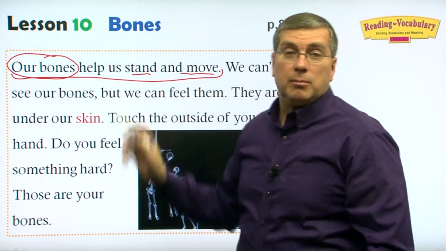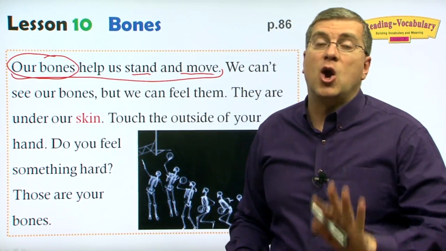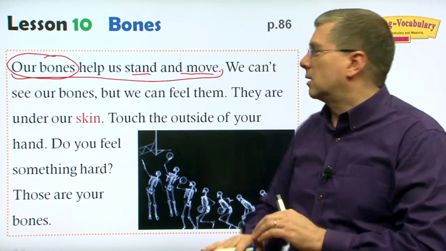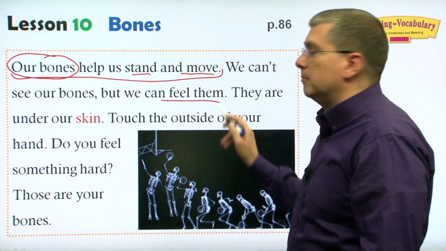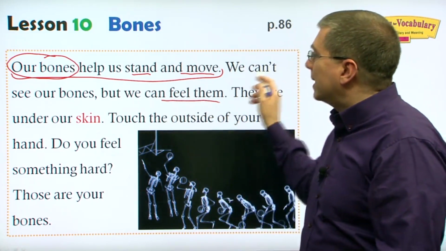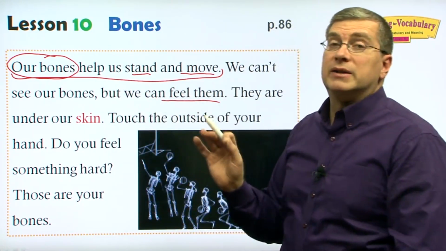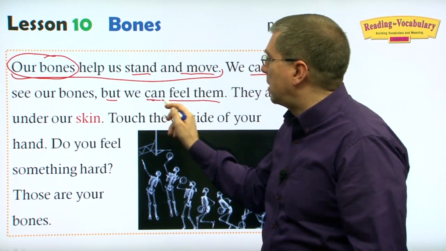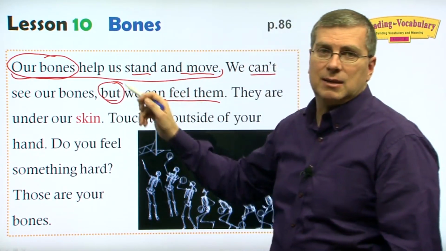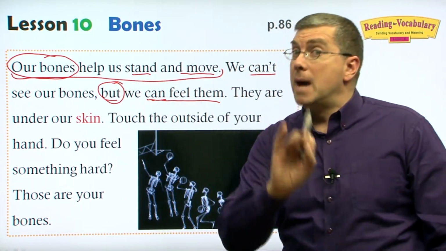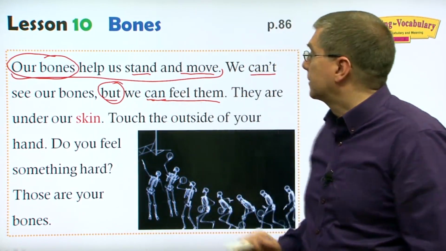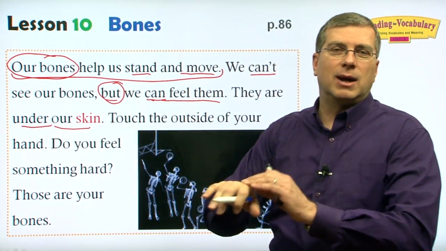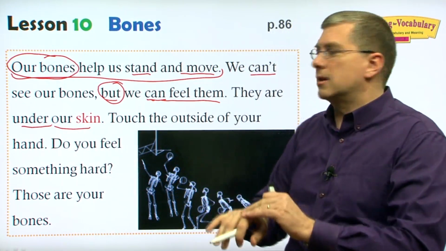We can't see our bones, right? Oh, I hope you don't see your bones, right? But we can't see them because they're under our skin. We can feel them, right? We can feel our bones. So we can't see our bones, but we can feel them. See, this is negative, this is positive, so we use but to connect them. We can't see them, but we can feel them. They are under our skin, under our skin. I just said that, right? We have skin on the top and underneath are the bones.